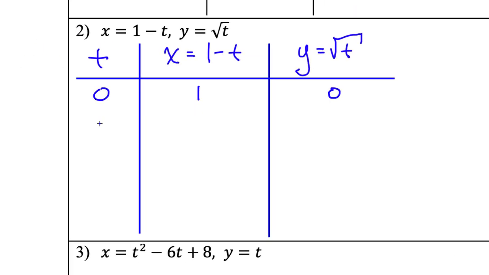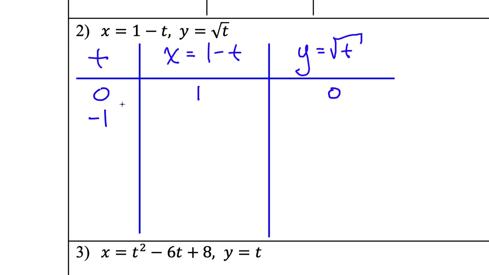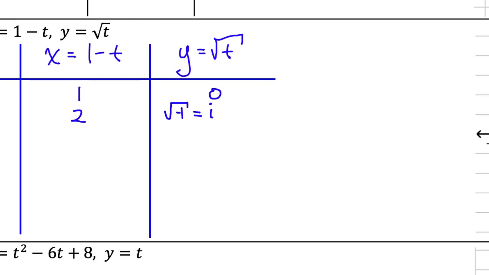Next, I noticed that most of this graph is negative, so let me try a negative value. If I do negative 1, let's see, 1 minus minus 1 is 1 plus 1, it's 2. And, ooh, that's going to be the square root of negative 1, which is bad because that's i. And that's an imaginary number. It's a complex number, but so is 0. Everything is a complex number, right? Almost everything. So let's make a note here that complex numbers are not allowed in AP Calculus.